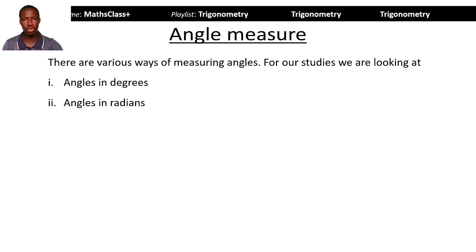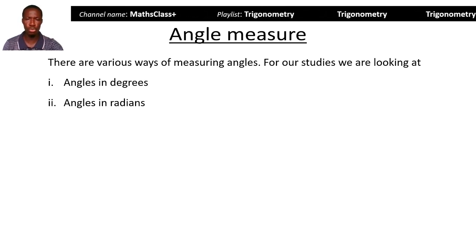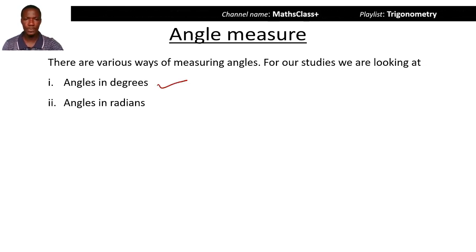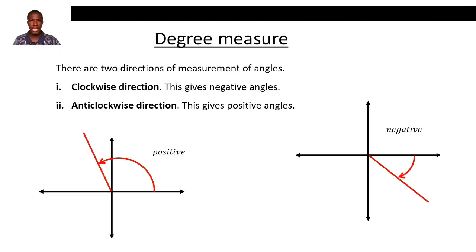We are going to look at two ways of measuring angles, or two units of angle measure: degree measure and radian measure. So we start by looking at the degree measure. Let's take the first diagram. Now, in measuring angles in trigonometry, our reference point is the positive x-axis, and then we move anti-clockwise.